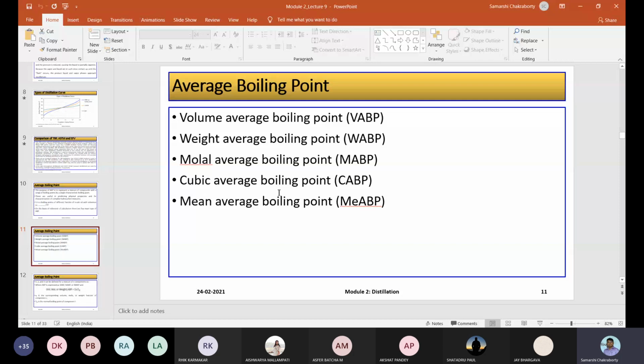If I'm able to collect some math problems on this TBP curve data as well as on these average boiling points, I'll give you some problems tomorrow, or else next week I'll definitely have at least one or two problems on this, so that you can use the TBP curve data to calculate the volume average boiling point or the weight average boiling point. I am also going to share how you can convert from one average boiling point to another.